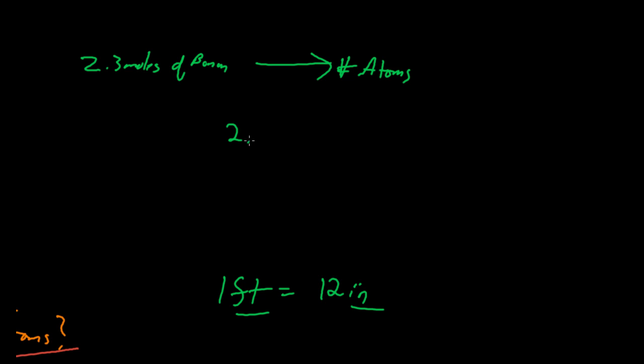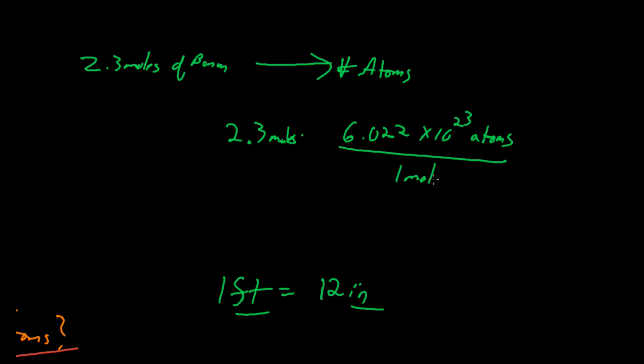2.3 multiplied by 6.022 times 10 to the 23rd, which remember is a huge number. So 6.022 times 10 to the 23rd atoms. This is moles. Remember, this is per 1 mole. And that is equal to, let me just get my calculator, this is a huge number, 2.3 times 6.022 times 10 to the power of 23. That is equal to 1.385 times 10 to the power of 24.